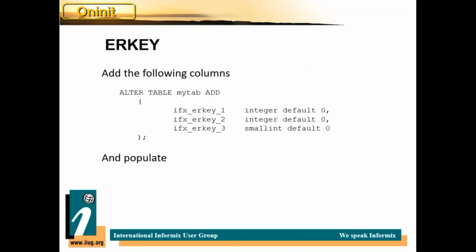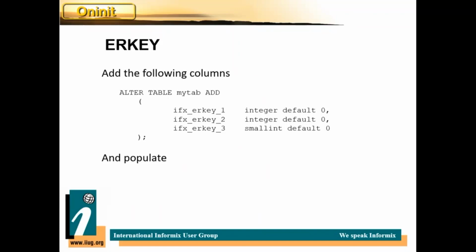So how do we trick the system with the ER key? Well, all we have to do is add to the table the three columns that ER uses, and this is what they're called. They're called ifx_erkey_1, 2, and 3: an integer, an integer, and a smallint. Now this is an in-place alter, so we can just run that, and within reason, that will be instant.